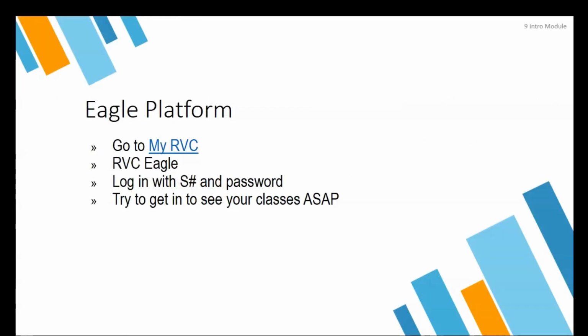So I usually go over EAGLE in pretty detailed information during this part of the class, but since this is an online class, I'm assuming that you have all made it to EAGLE if you are watching this video, since that's the only way you can really see it. But if you need a little refresher, one easy way to get to the EAGLE platform is to go to the MyRVC website. You're going to click on Eagle and then you log in with your S number and your password.